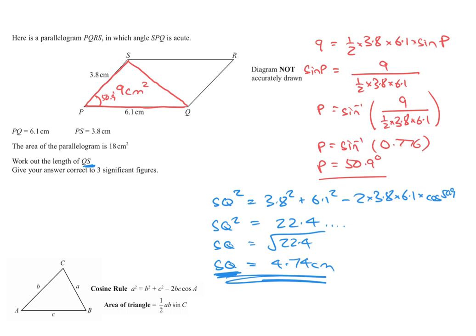So just to recap, what you do with this parallelogram is you form a triangle, because triangles we have formulas for and we know we can solve them pretty simply. And it's a two-part question. You can also tell, because it's a 5-mark question, there's going to be a couple of steps, a couple of calculations you're going to have to do. In this case, it's area of a triangle first and then cosine rule.